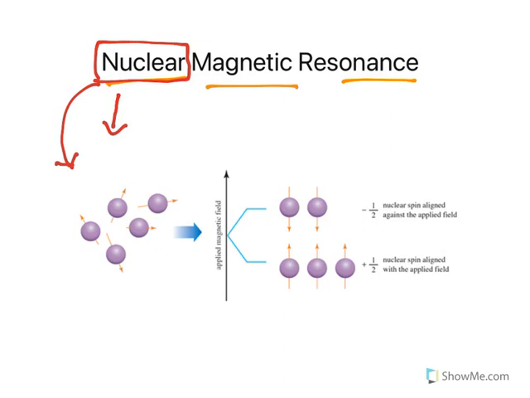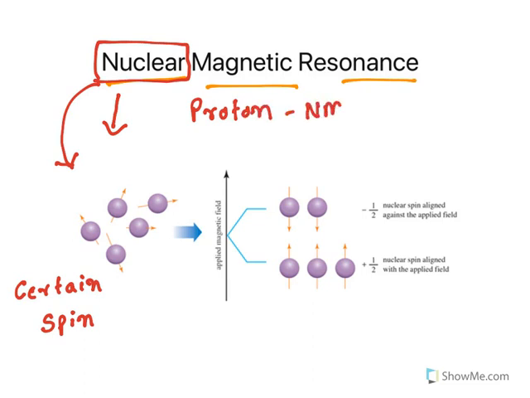Now, not every nucleus, but certain nuclei have spin, so they will be spinning about a particular axis. The nucleus has a charge, a proton is there and a neutron is there. So the charged nucleus, when it is spinning, creates a magnetic moment. In this video I am going to explain proton NMR, so whenever I talk about the nucleus, think of it as a proton, or hydrogen-1.